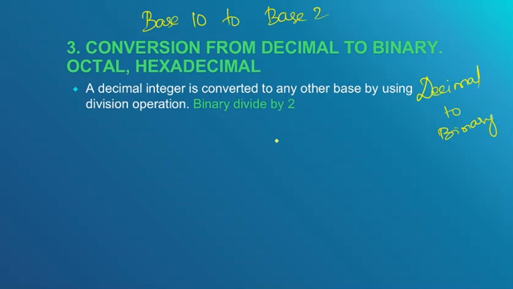How will you do that? You will just divide the decimal integer by 2 and record the remainder alone. So let us see an example.